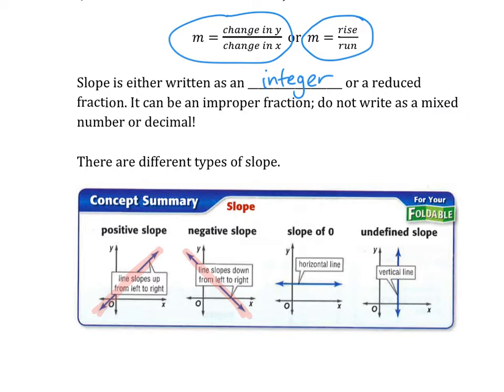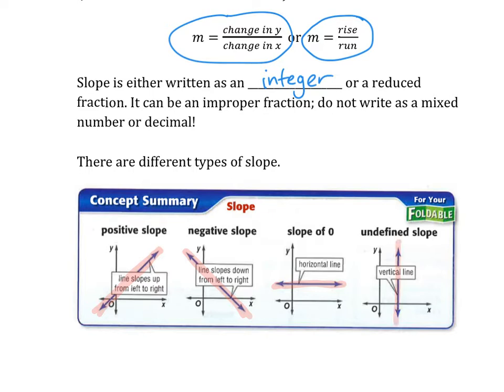A horizontal line is going to have a slope of 0. We can think about that as our rise, our change in y is going to be 0, right? Our graph is not going up or down at all. So it's going to be 0 divided by any number, whatever the change in x is. 0 divided by any number is just 0. So that's going to give us this slope of 0.